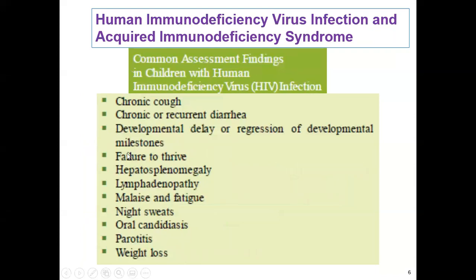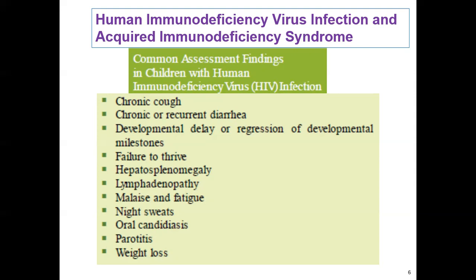Also, the patient presents with chronic cough, chronic recurrent diarrhea, developmental delay in case of pediatrics, phlebitis, hepatosplenomegaly, liver enlarged, spleen enlarged, lymphadenopathy, malaise, night sweats, oral candidiasis, and weight loss.